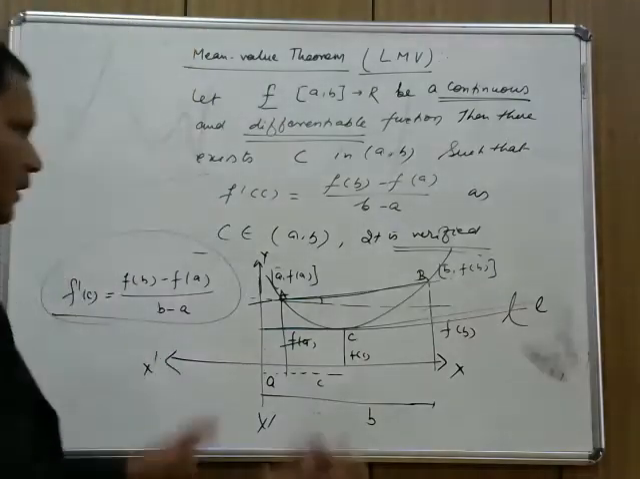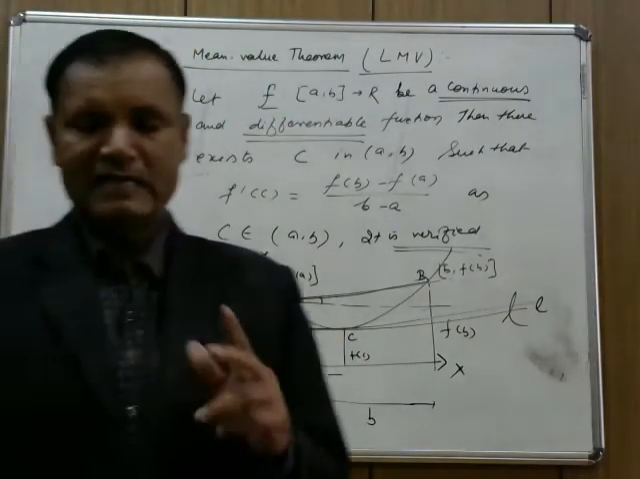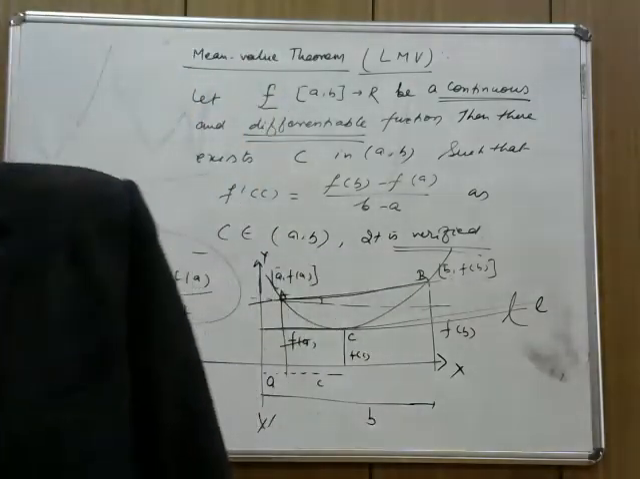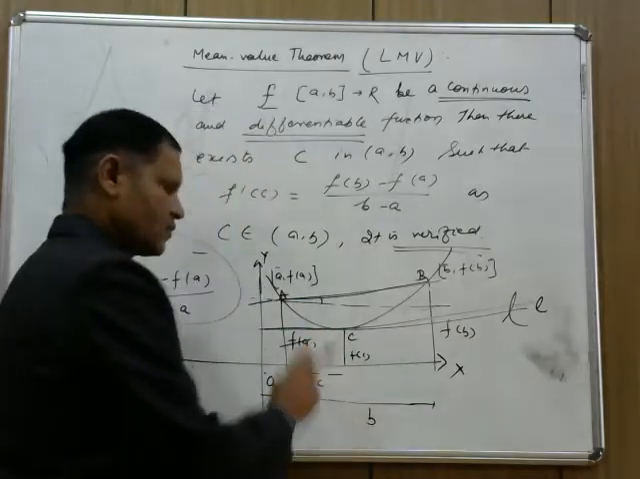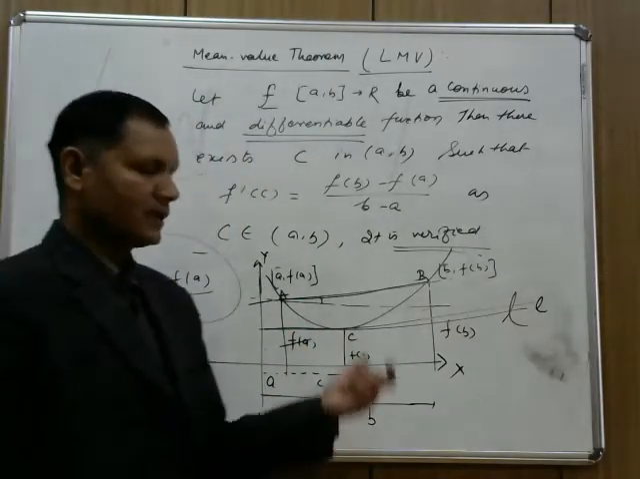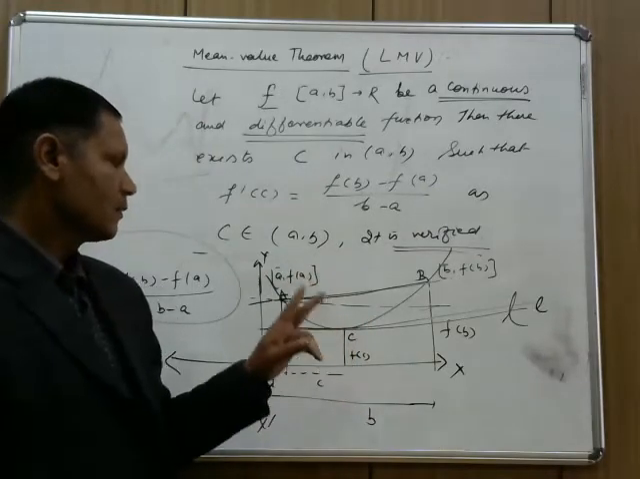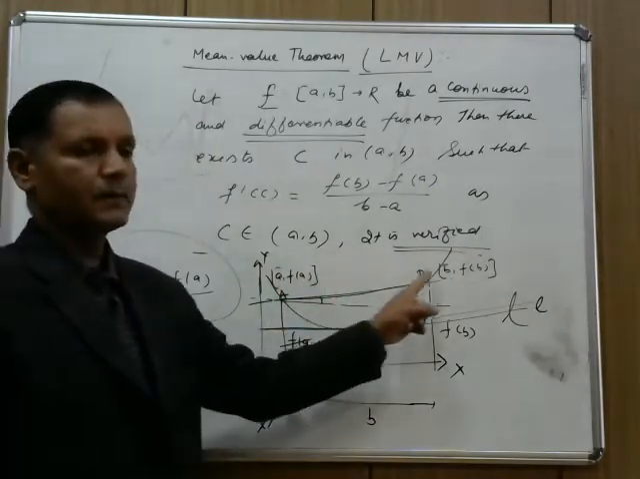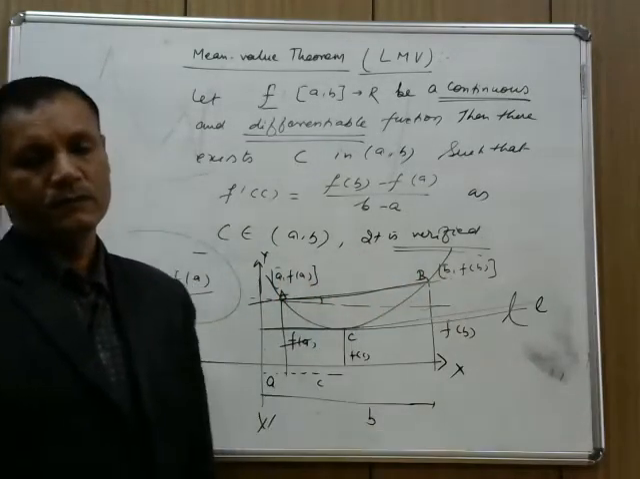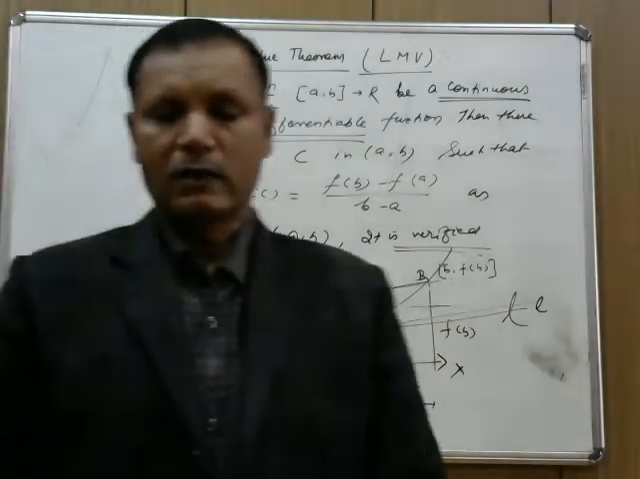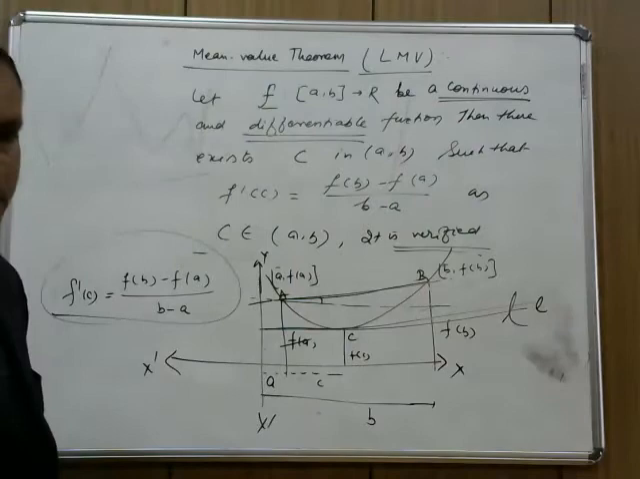Now I think it is clear. In Lagrange's mean value theorem, or simply the mean value theorem, if you draw the tangent at that point C, the tangent line will be parallel to the line passing through the points A and B, whose coordinates are A, f of A and B, f of B. Right? Now I will go for one question for this mean value theorem.